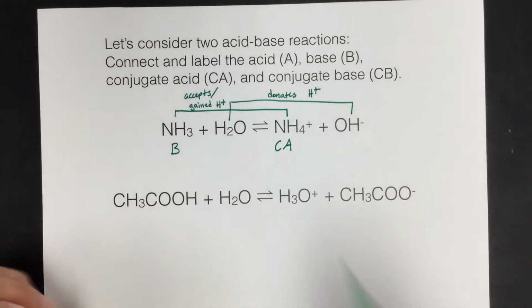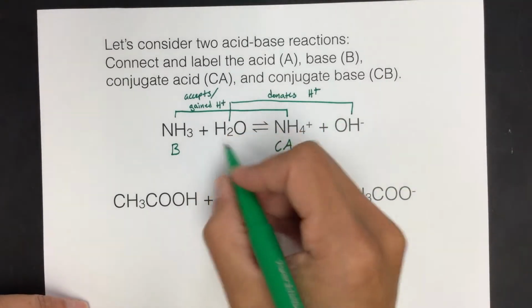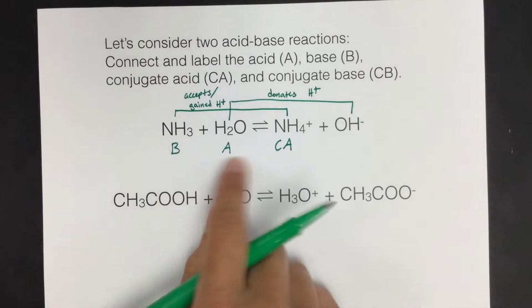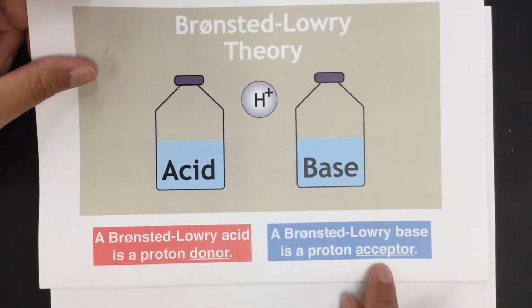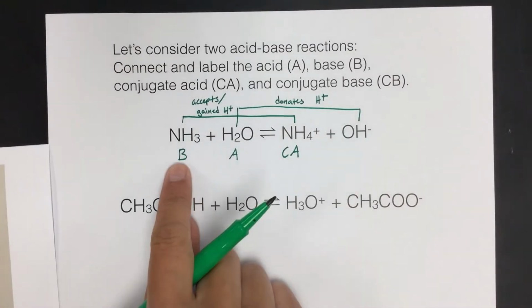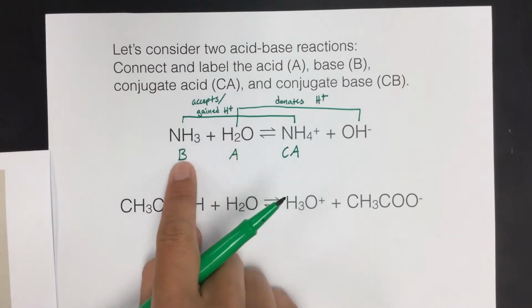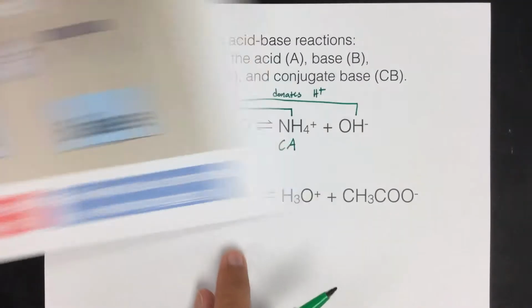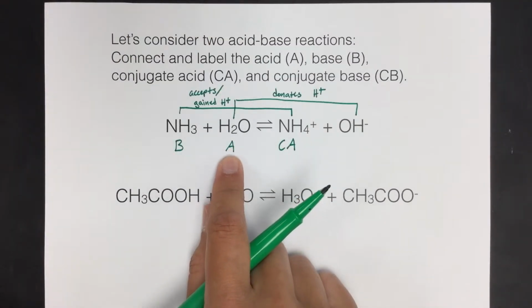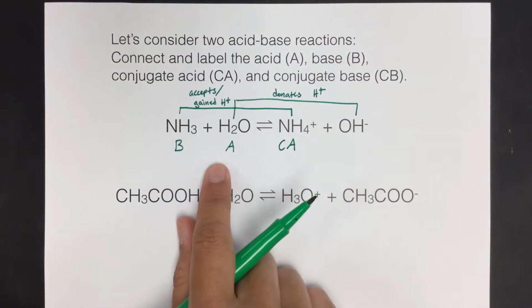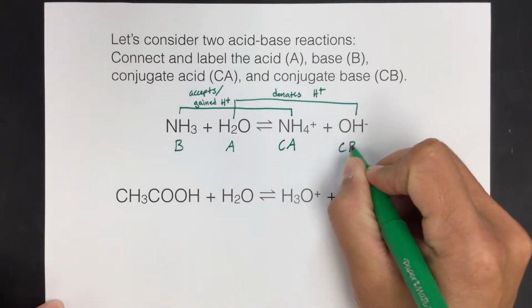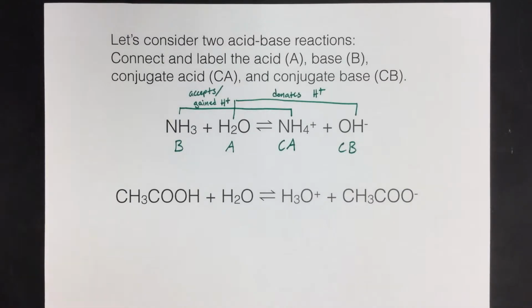Either way, it accepts or gains, but water donates H plus, so that makes H2O an acid. And the reason that we know that these are acids or bases is back to our first definition, right? A base is a proton acceptor, and that's what ammonia did. It accepted, right? So that makes it a base. And a Brønsted-Lowry acid is a proton donor, and that's what H2O is doing, right? It donated an H plus, so that makes it an acid. And then we can go to its conjugate pair, and that means that OH minus is the conjugate base.